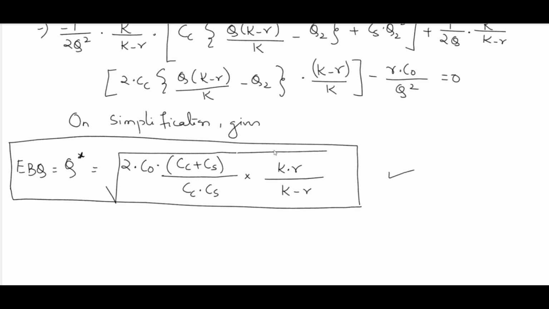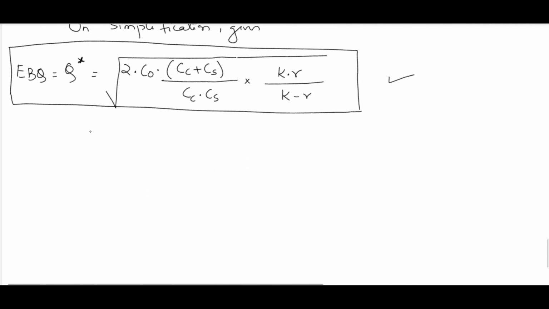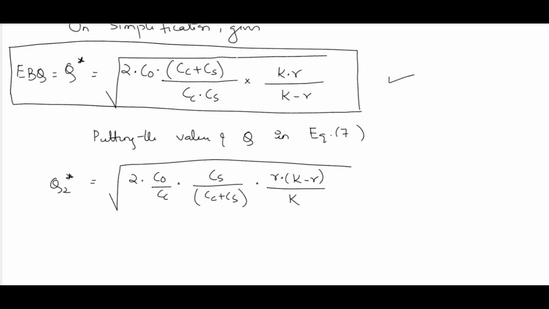And we know Q2, we already have the Q2 this much. We can put the value of Q star in equation 7, so that we get Q2 star is equal to the square root of 2 C0 by Cc into Cs by (Cc plus Cs) into R (K minus R) divided by K. So this is for Q2 star. So now we got Q2 star. This is the main formula.